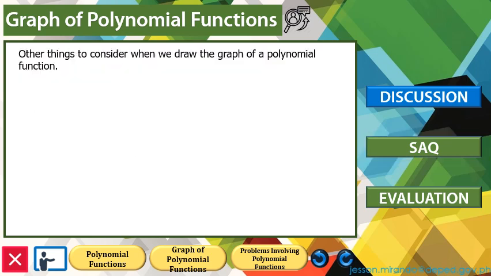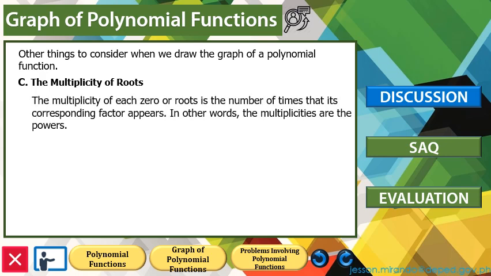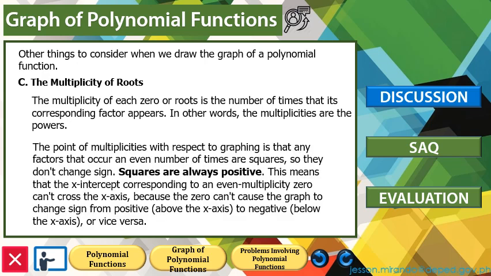Another thing to consider when we draw the graph of a polynomial function is the multiplicity of roots. The multiplicity of each zero or root is the number of times that its corresponding factor appears. In other words, the multiplicities are the powers. The point of multiplicities with respect to graphing is that any factors that occur an even number of times are squares, so they don't change sign.